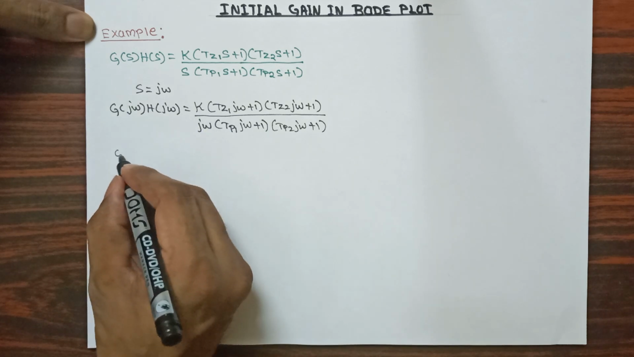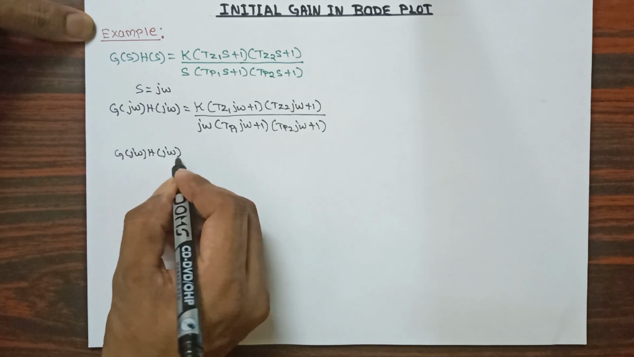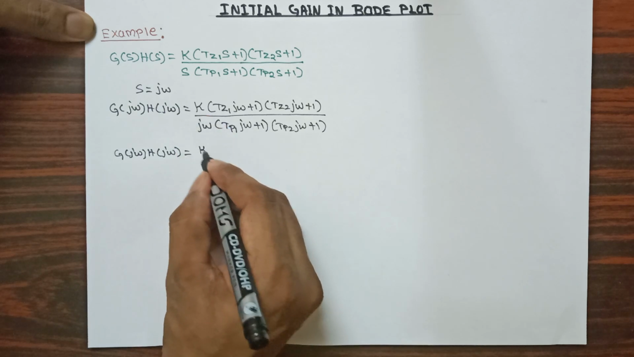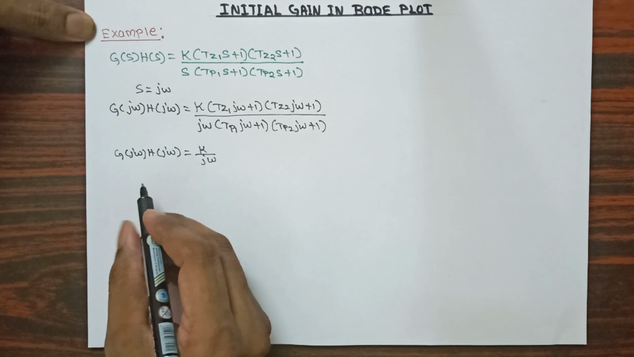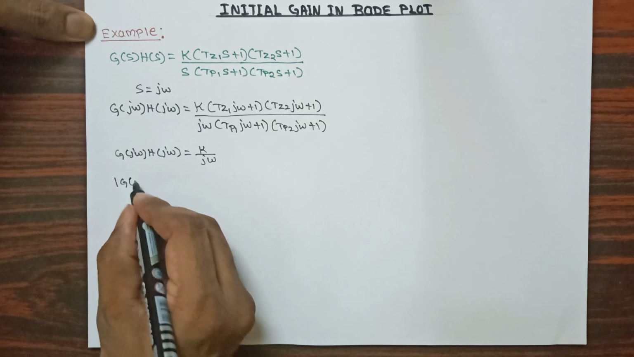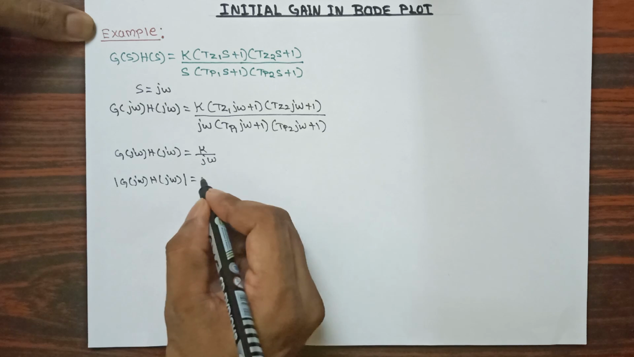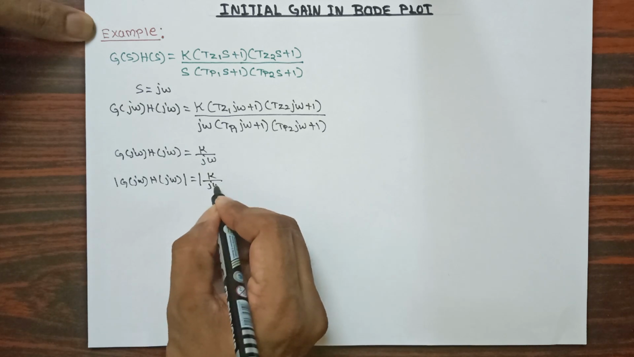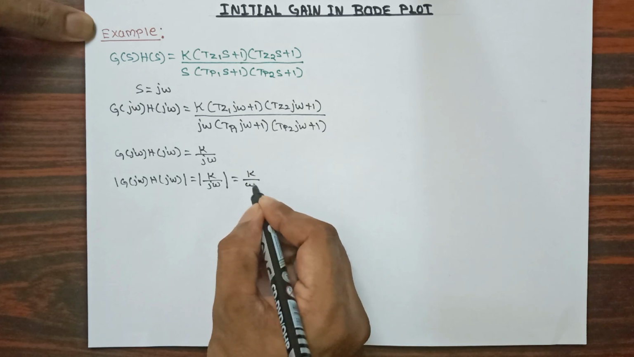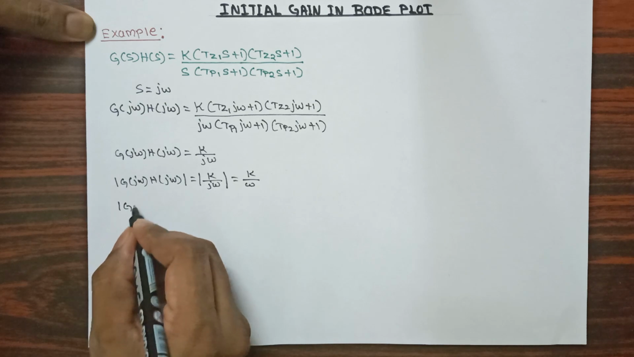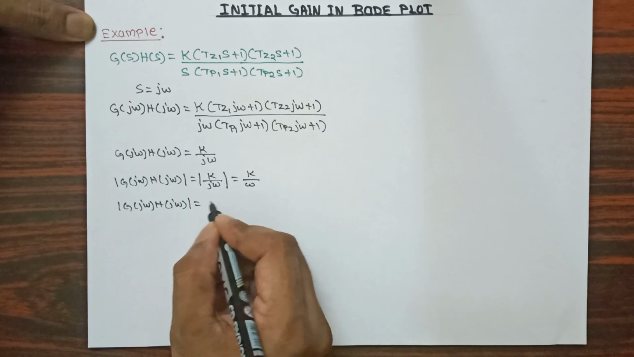So here I am going to write G(jω)H(jω) is equivalent to K divided by jω. Now we are going to consider the magnitude of this, that is, magnitude of G(jω)H(jω) is equivalent to magnitude of K by jω. This will be equivalent to magnitude of K is K and magnitude of jω is ω. So here I got the magnitude of G(jω)H(jω) is equivalent to K by ω.